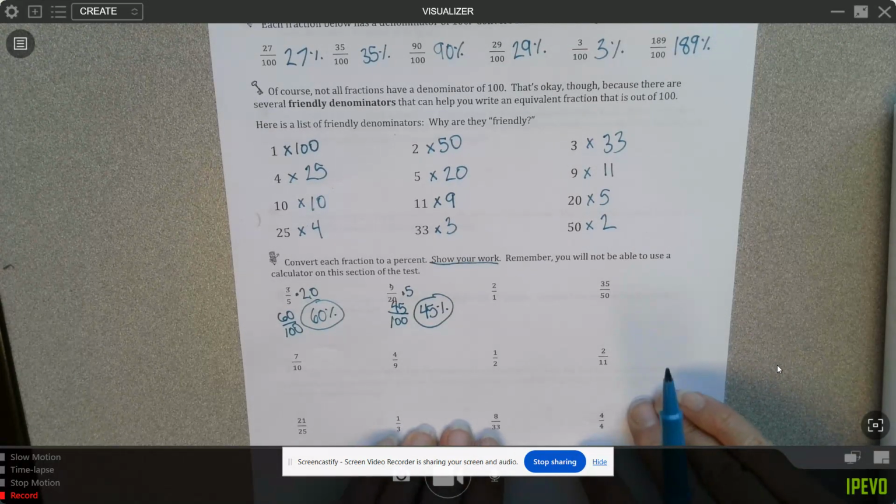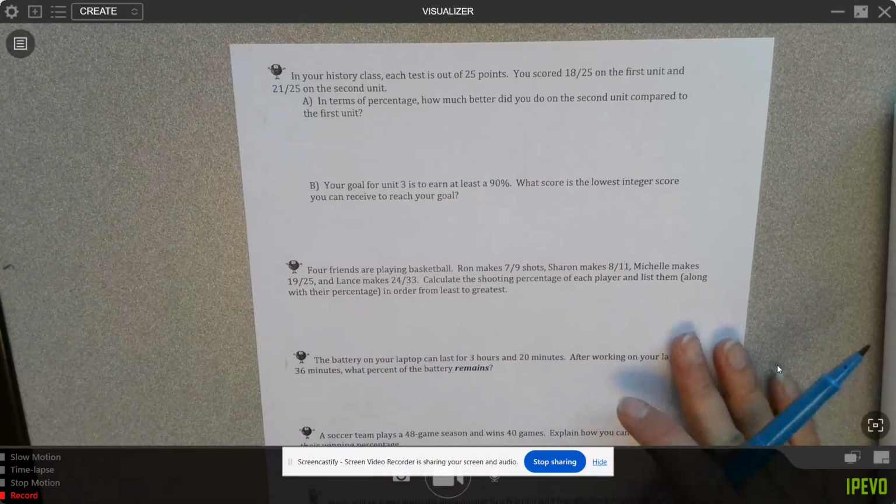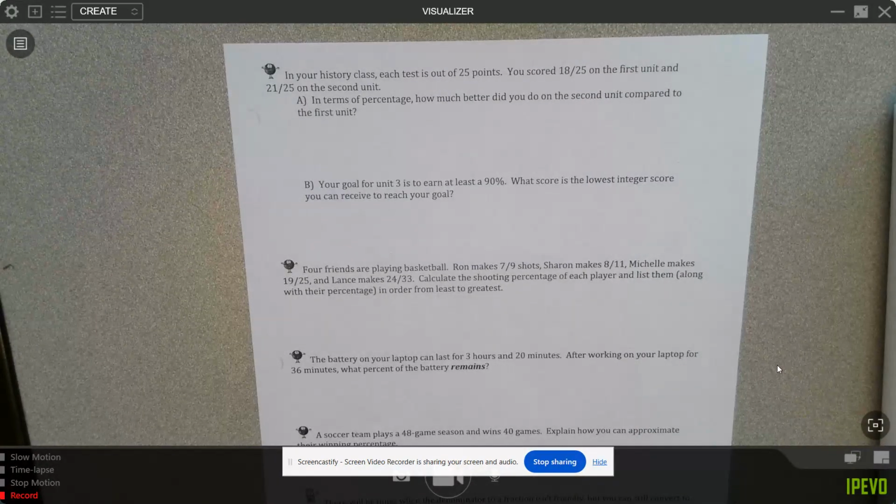Our second page is word problems. But remember, those word problems, we're still working with the same percentages, okay? We're still converting from fractions to percent. So in your history class, each test is out of 25 points. Not really, but let's say it is. You scored 18 out of 25 on the first unit and 21 out of 25 on the second unit. In terms of percentage, how much better did you do on the second unit compared to the first unit?